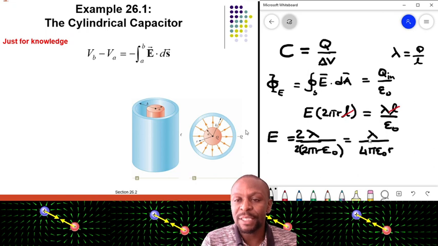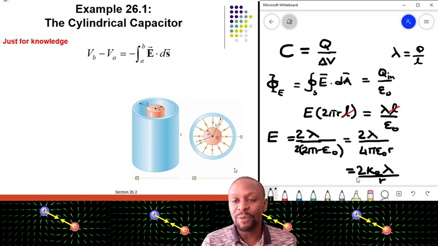But from the previous chapters, we have seen that, yes, there must be a factor of 2. 1 over 4 pi epsilon naught is nothing else but that constant KE. Therefore, this is just going to be 2 KE lambda divided by r. Now I know the equation for the electric field.